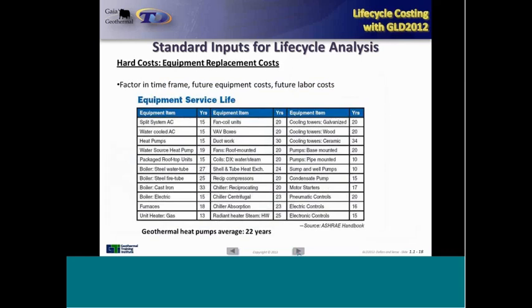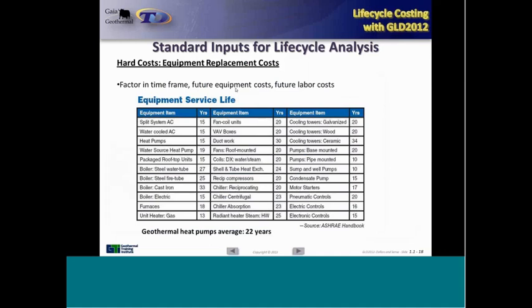Another hard cost is basically the replacement cost for the mechanical equipment. We need to factor in the time frame. How many years are we going to be modeling for? What's the life expectancy of the equipment? Then we have to look at future equipment costs. What do we think the equipment costs are going to be 15 years from now or 23 years from now when the equipment needs to be replaced?